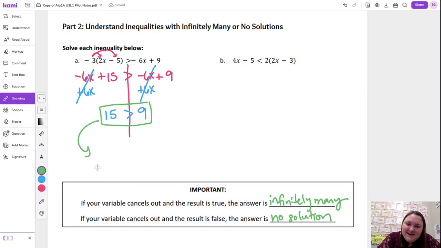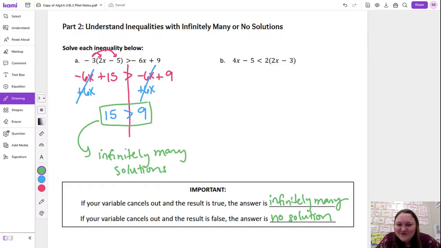And so my answer here, I would say there are infinitely many solutions. What does that mean? It means I can put any number for x. I could substitute 0, 10, negative 100. I can substitute any number and the result will be true because 15 is always greater than 9. It doesn't matter which number I use.